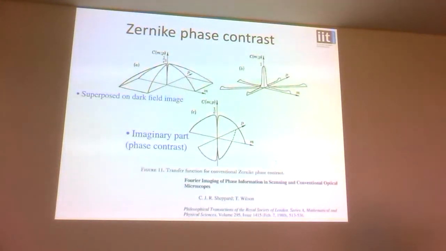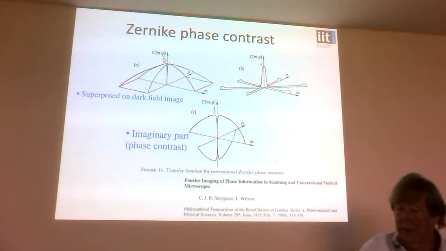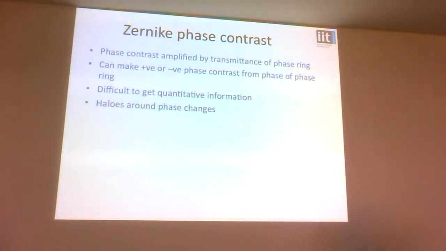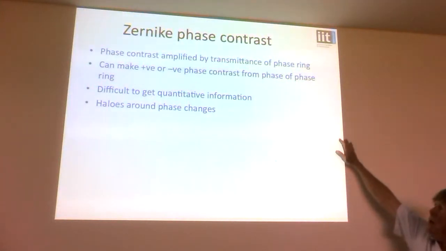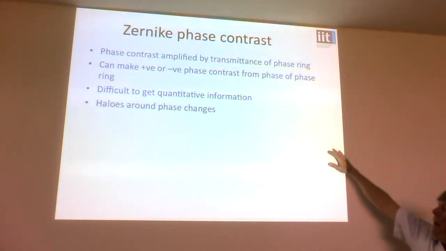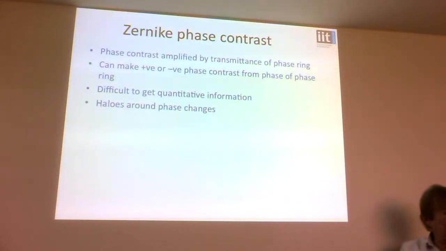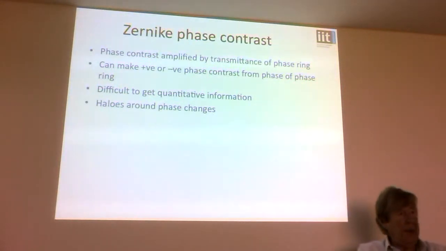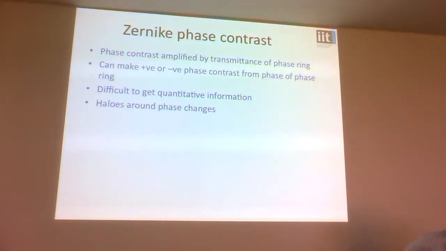Right, you can calculate these transfer functions for Zernike phase contrast. They look something like this. This is what actually gives you the phase contrast. Two disadvantages: it's difficult to get quantitative information from Zernike, and you also get halos around things. If you look at a cell, you see a bright halo around the cell. These disadvantages, I guess, have to some degree made it so that people don't use Zernike so much nowadays.